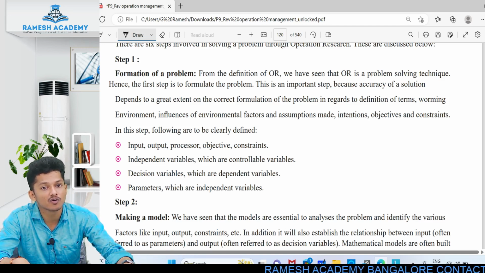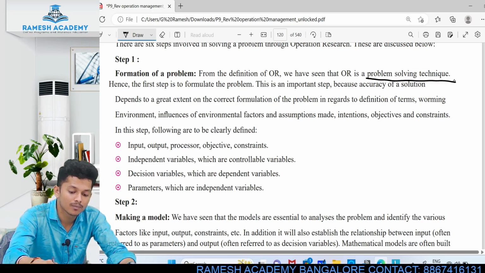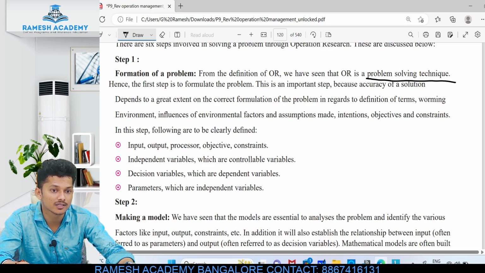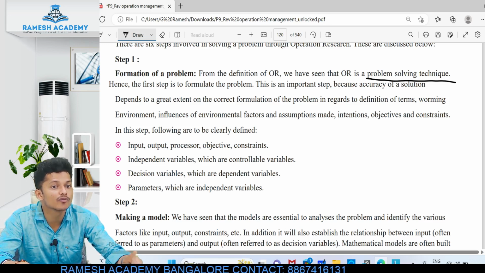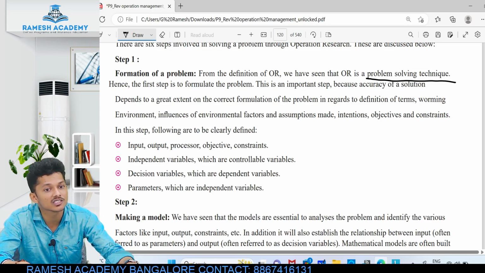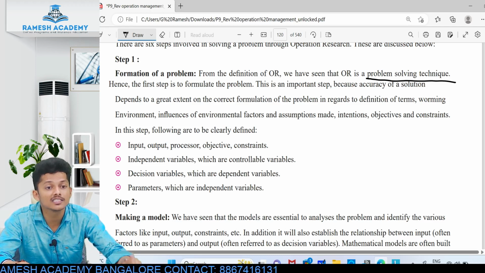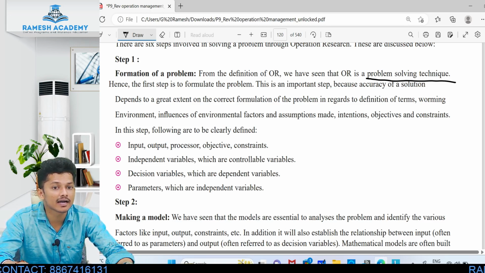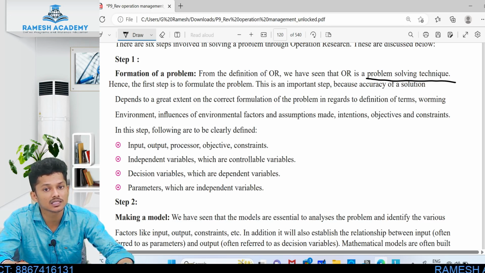From the definition of OR, we have seen that OR is a problem solving technique. Okay, OR is a what? Problem solving technique. Hence the first step is to formulate the problem. And this is an important step because the accuracy of a solution, if you want your solution to be very proper and 100% efficient, you must tell what your problem is. It depends to a great extent on the correct formulation of the problem in regard to definition of terms, the environment, influences of environmental factors and assumptions made, intention, objectives and constraints.